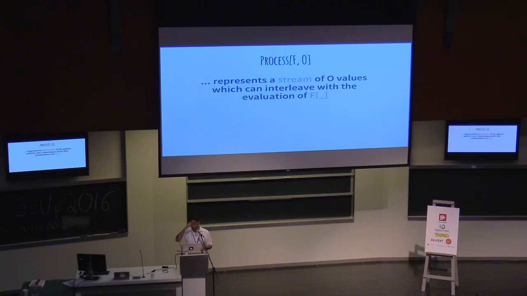Just to wrap up for process, the most interesting fact about process is that it has one special power: it can interleave emission of values with execution of side effects. A sequence of O is emitted and those emissions are interleaved with the evaluation of F of something. The F of something can be anything there. But as long as your output type is O, you're fine, and you're building your stream in a really type-safe manner.